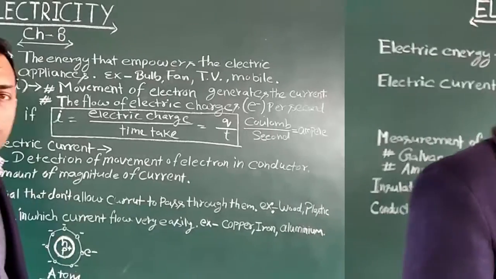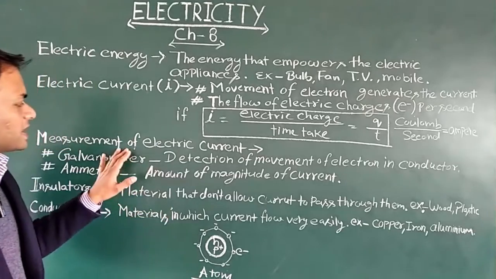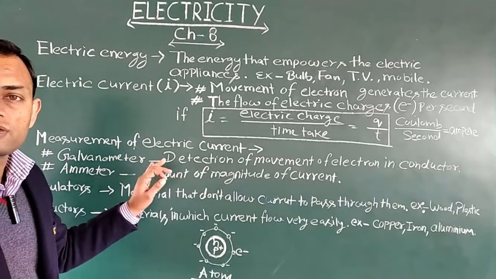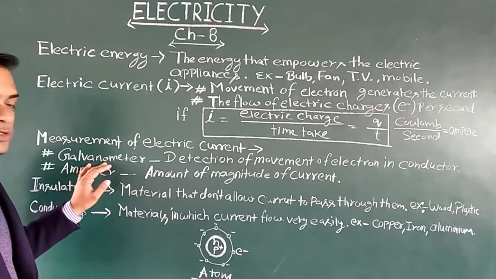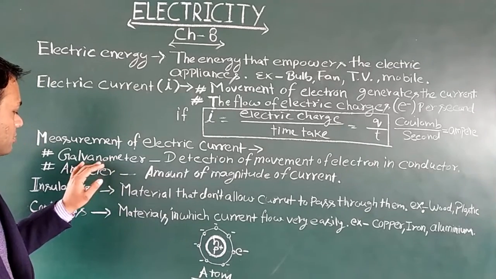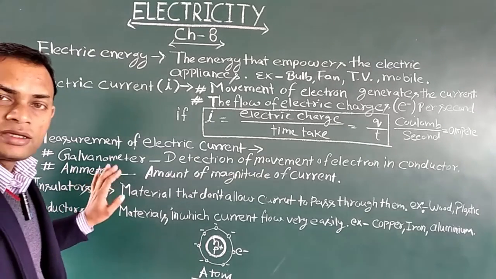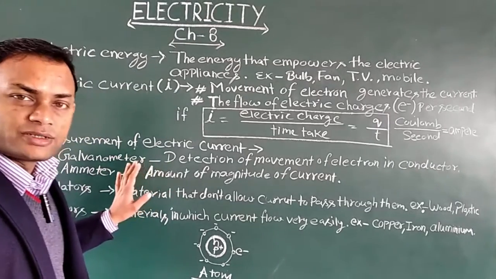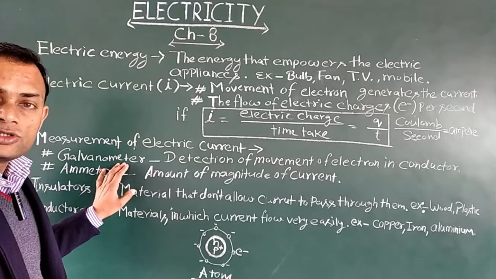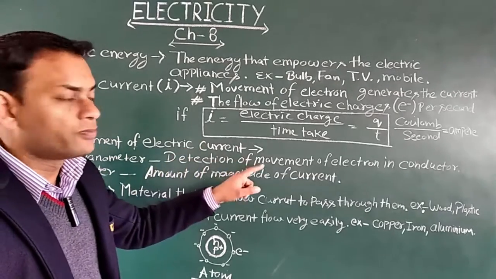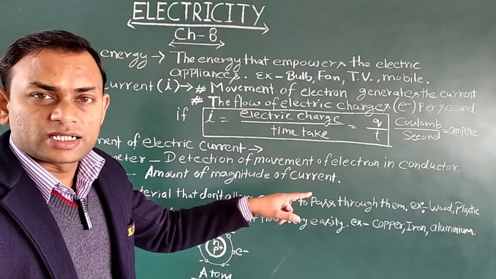Got it? Now after that, measurement of the electric current. How do we measure the electric current in a conductor? Under this, two instruments are there, the galvanometer and the ammeter. What is the use of the galvanometer? The galvanometer is used for detection of the movement of electrons in the conductor.